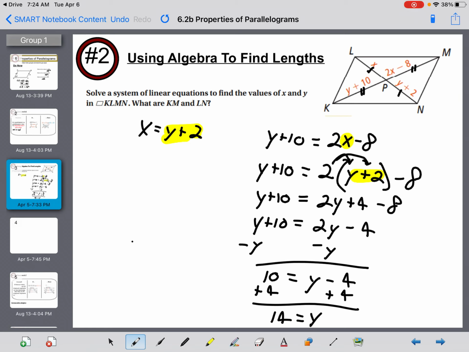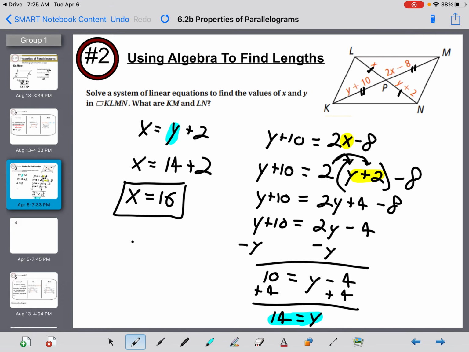Okay, now that we know that y equals 14, I'm going to take that and plug it in up top, right here. So x now equals 14 plus 2, which makes 16. Okay, so we found the value of x, we found the value of y. It says, what are KM and LN? Well, all we have to do is plug in. This is really 14 plus 10 and 2 times 14 minus 8.